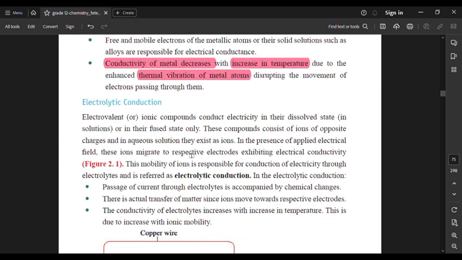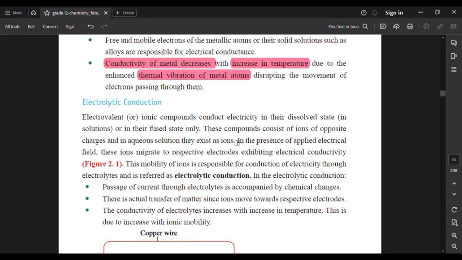So the second type of conductivity is electrolytic conduction. Electrolytic conduction means ionic compounds conduct electricity in their dissolved state or in solutions. That means it is a substance that can dissociate into ions when dissolved in a solvent, typically water. This type of conduction is known as electrolytic conduction. This compound consists of ions of opposite charges, and in aqueous solution they exist as ions.